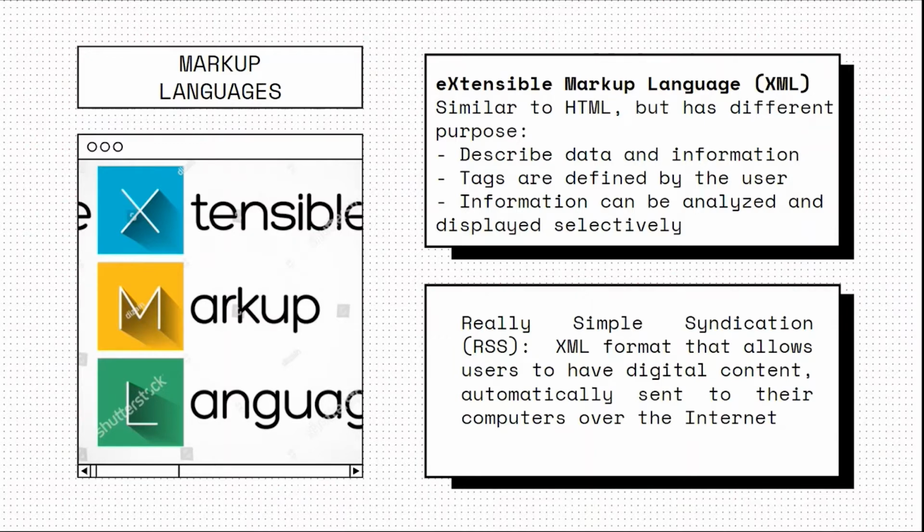Really simple syndication, RSS, is an XML format that allows users to have digital content, including text, articles, blogs, and podcast audio files, automatically sent to their computers over the internet. An RSS aggregator software application gathers material from the websites and blogs that you tell it to scan and brings new information from those sites to you.